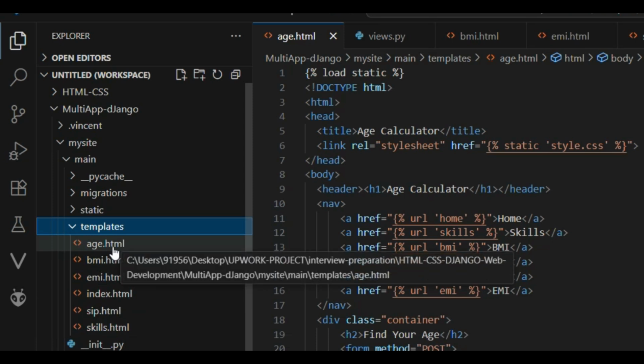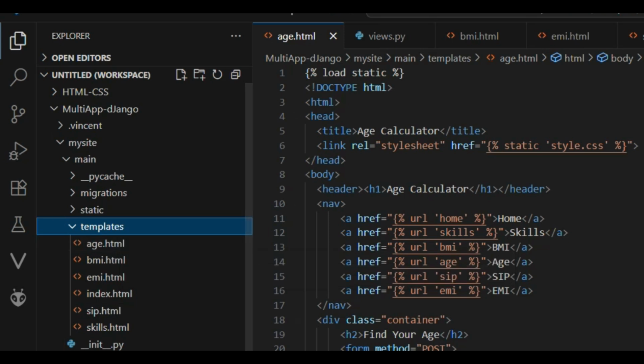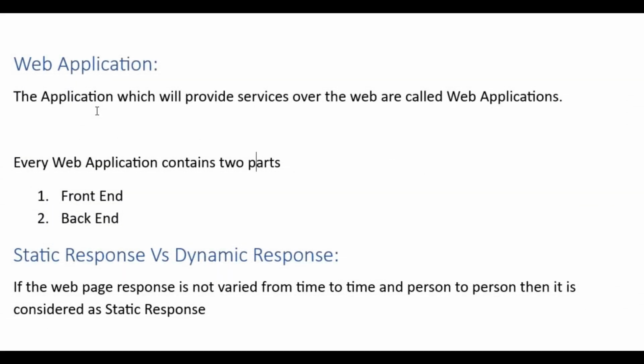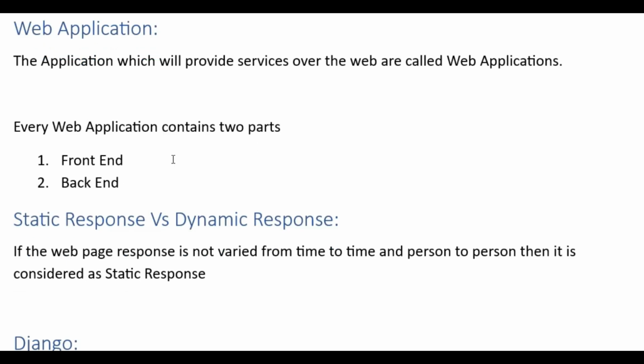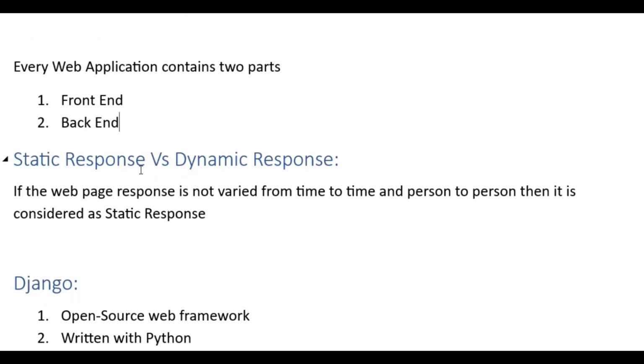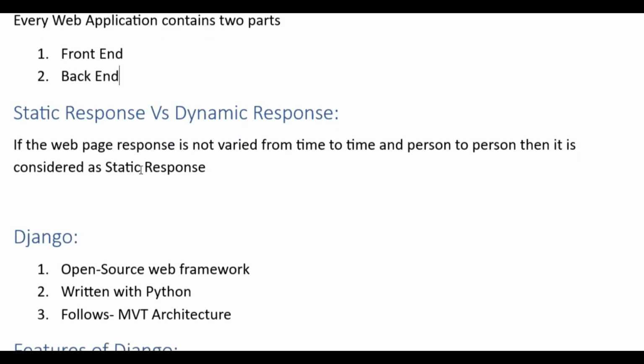Before that, now let us see some of the concepts we will discuss. The services provided over the web are called web applications. Each web application contains two parts: one is the front end, and the other is called the back end. There are two web page types, one is static, the other is dynamic. You can call them a static response versus a dynamic response.